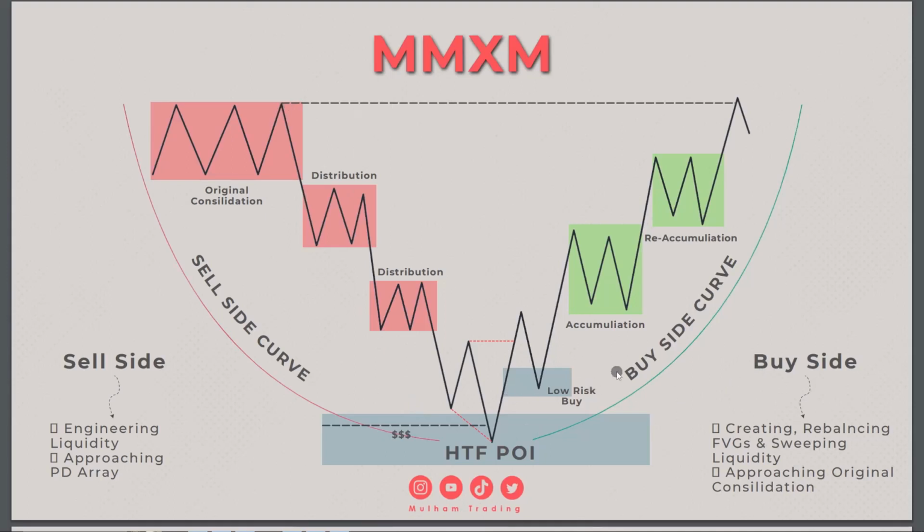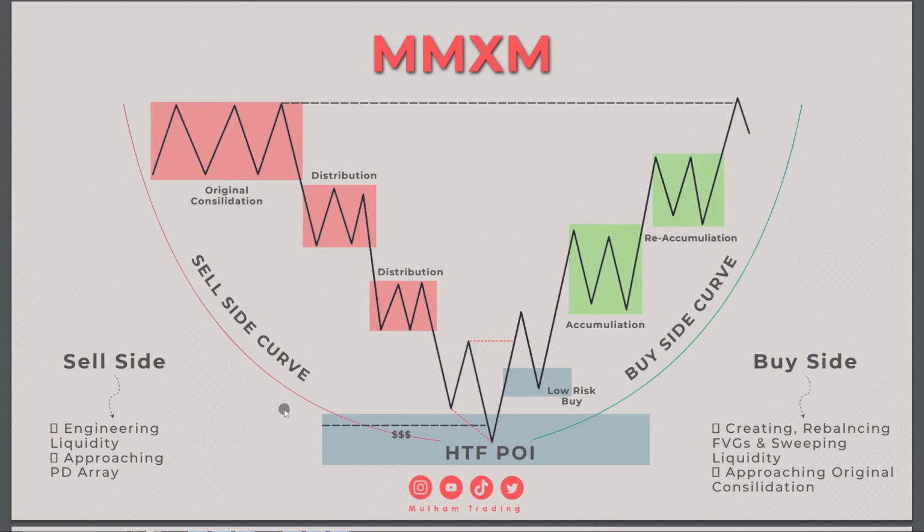What is the significance of the buy side curve in this case? Basically, it's creating, rebalancing fair value gaps, and then sweeping liquidity. What we see here is a fair value gap, maybe a fair value gap here, and a sweep of liquidity. Again, fair value gap, sweep of liquidity, and going up. And it's also approaching the original consolidation. So you see we have this type of a curve.